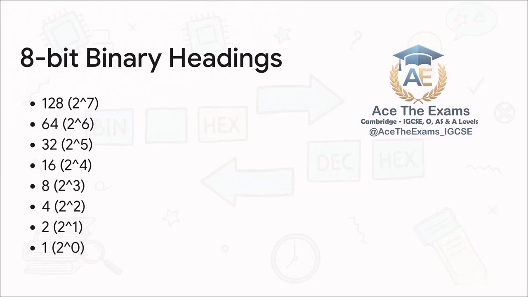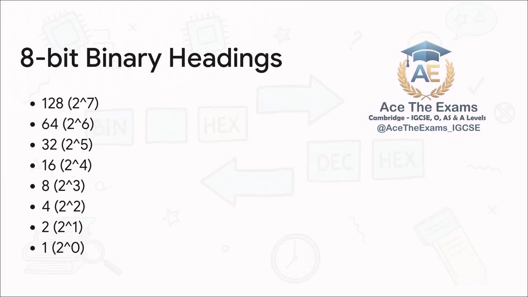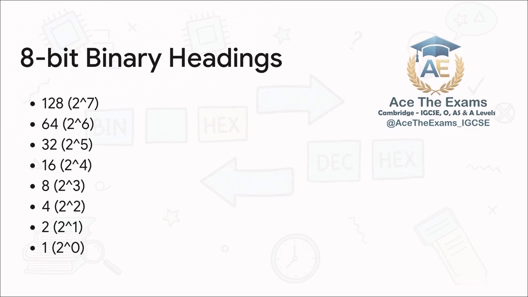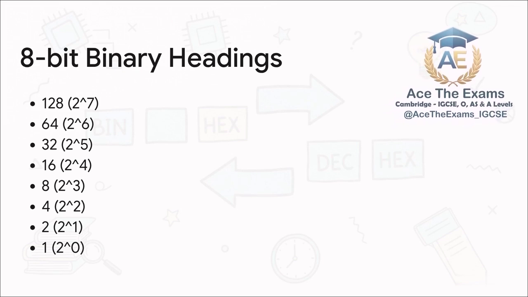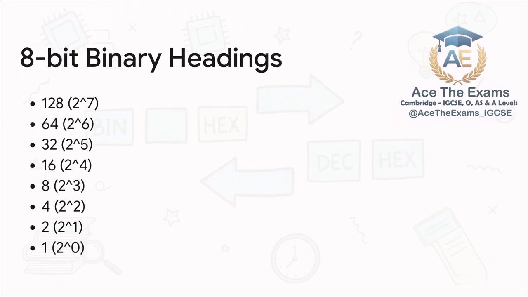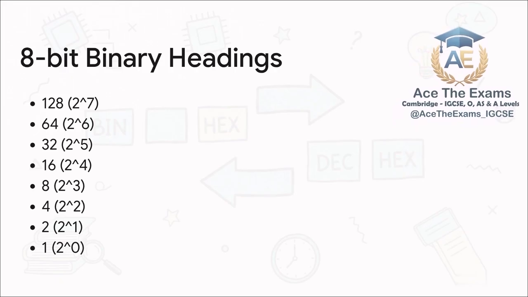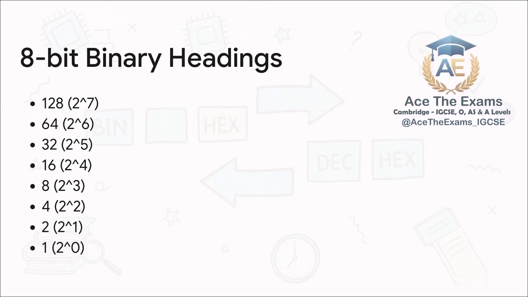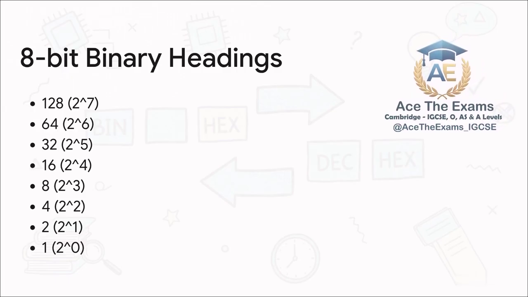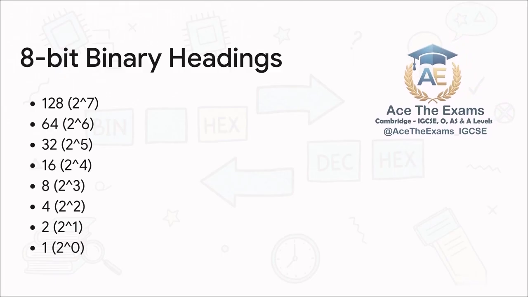So, how do we actually read this data? Well, in an 8-bit binary system, every single 1 or 0 gets assigned a specific heading based on powers of 2. We start with 1 on the far right, and we just double it every time moving left. So it goes 1, 2, 4, 8, 16, 32, 64, all the way up to 128 on the far left.